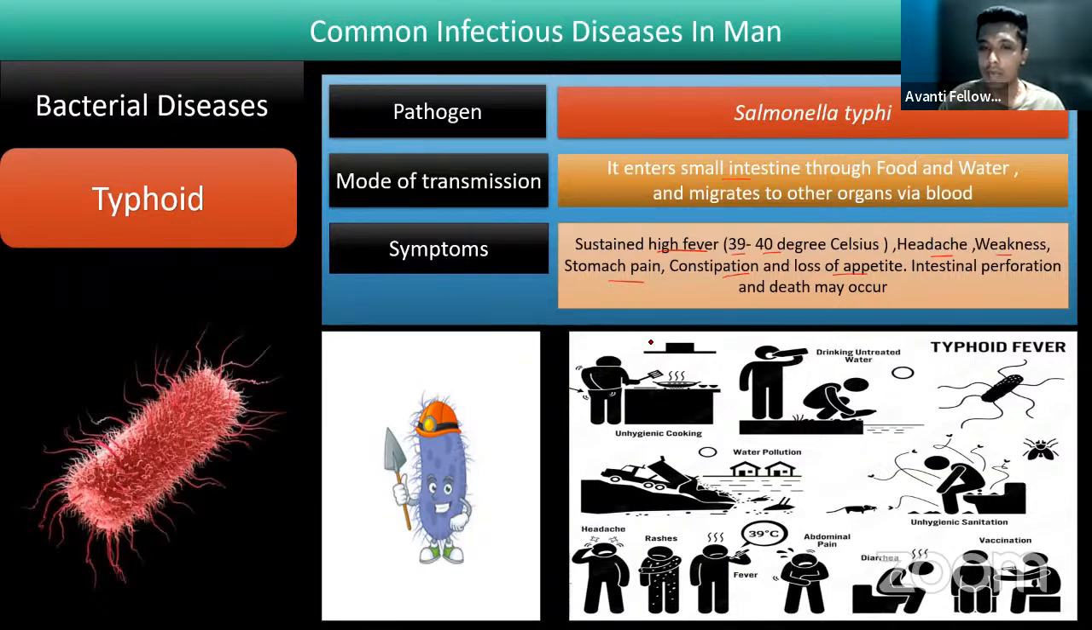Okay, so typhoid fever, as I said, is spread by unhygienic cooking, drinking untreated water from streams or lakes or even public water, or unhygienic sanitation, open defecation or urination. And also water pollution, the dumping of sewage by our government or the municipalities. So this is about typhoid.